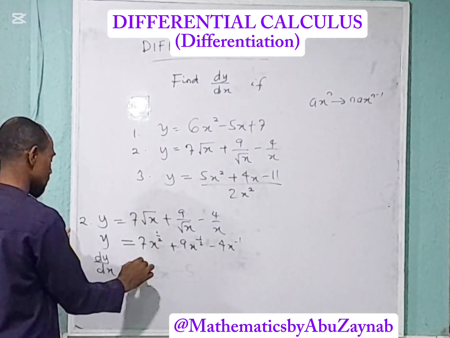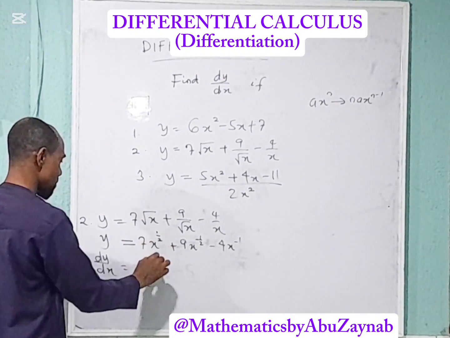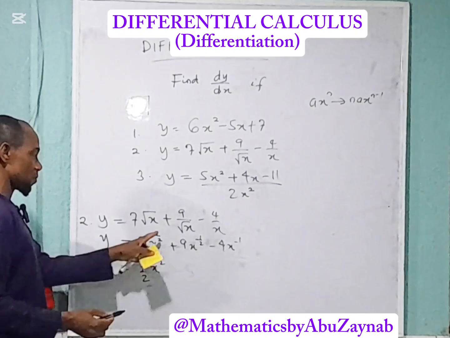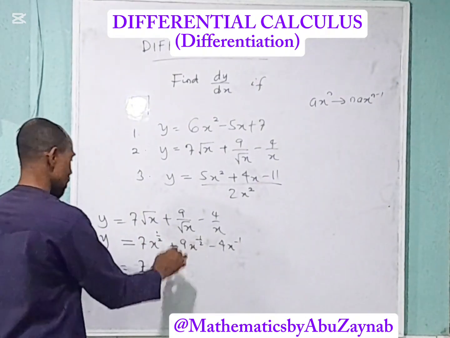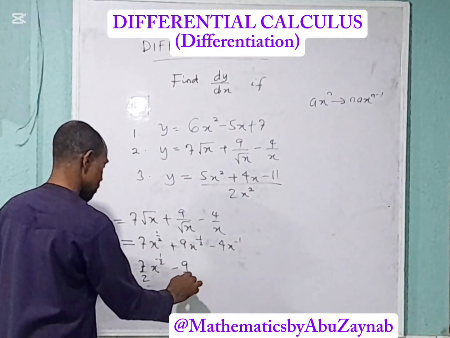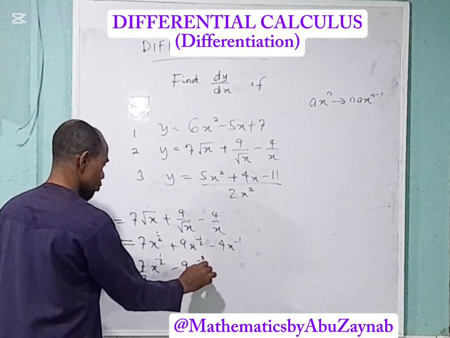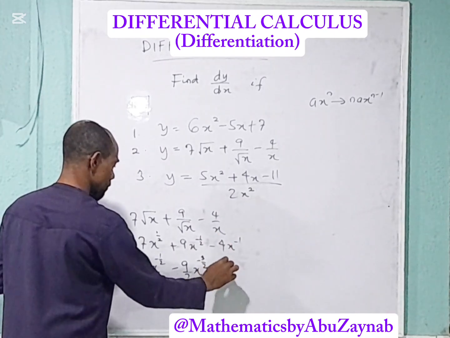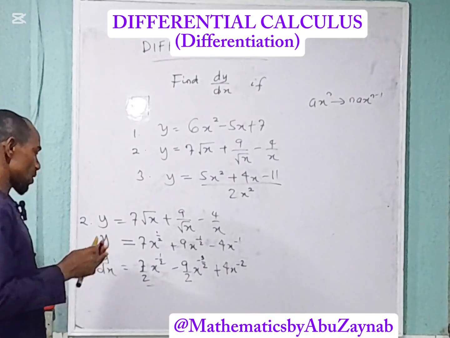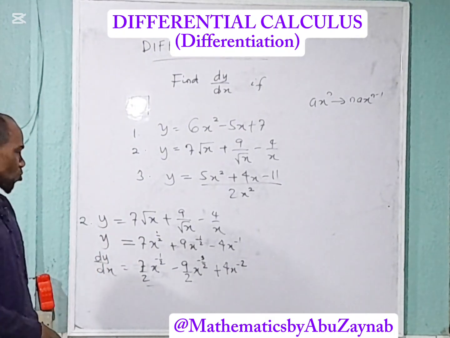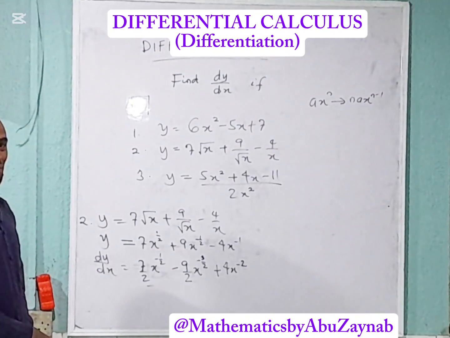So half times 7, that's 7 over 2x power half minus 1. Don't forget to always subtract 1 from your power after you multiply the coefficient. Then you're going to have minus 9 over 2x power minus half minus 1, that is minus 3 over 2. Then here it's going to become plus 4x power minus 2. And that's the solution of differentiating y with respect to x for question 2.